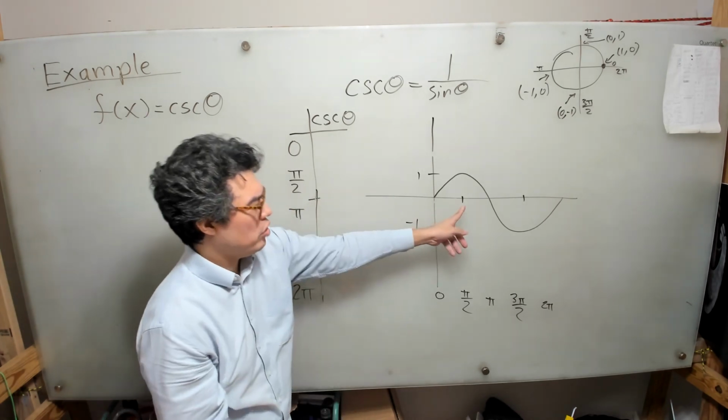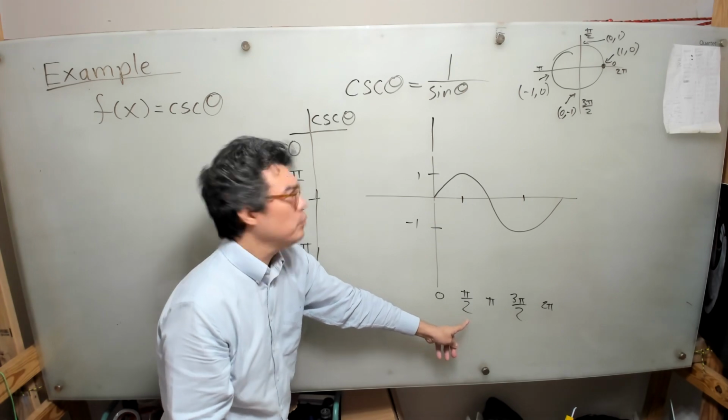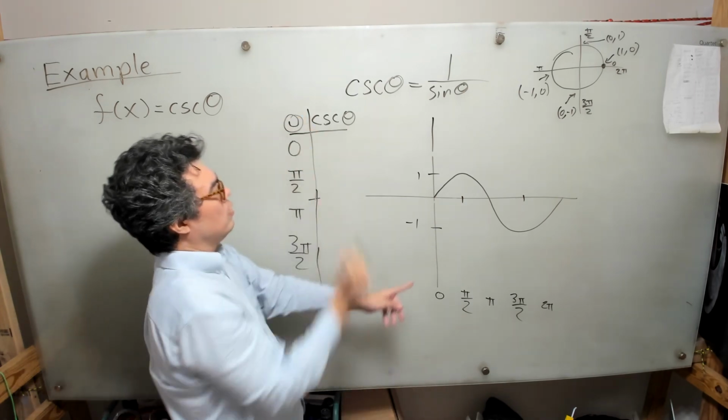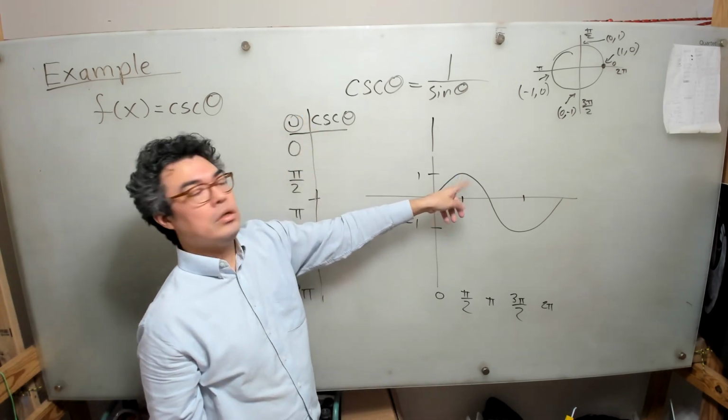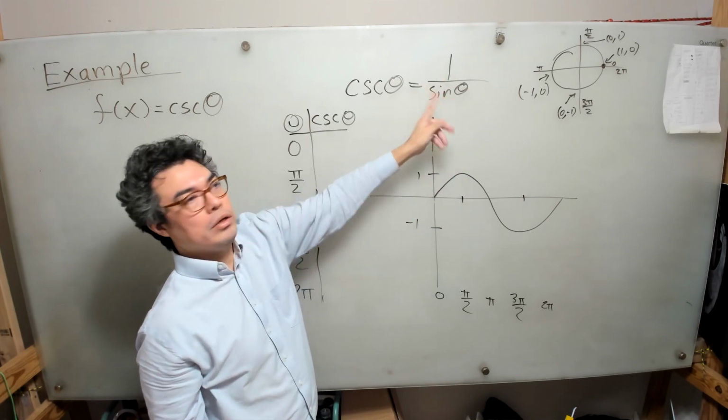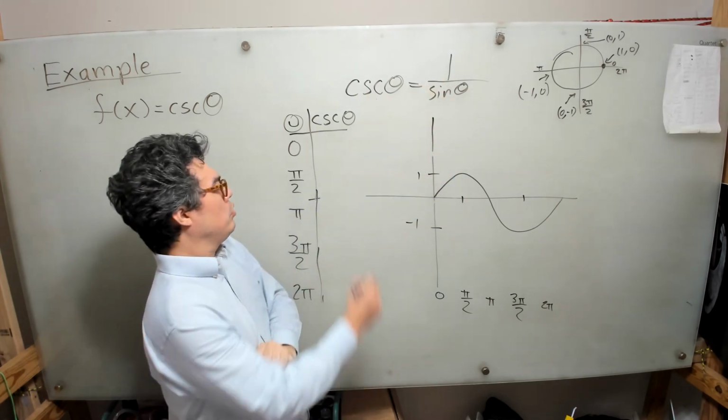Right, so we just saw that here at theta equals pi over 2, the sine of theta is 1. So 1 divided by 1 would be 1. So the cosecant of pi over 2 should just be 1.